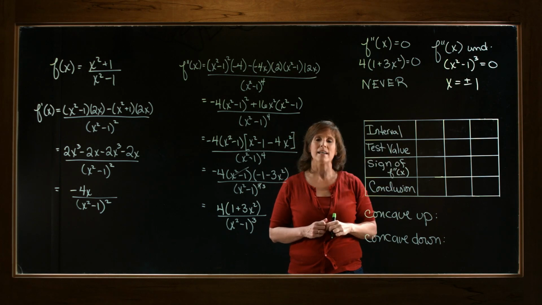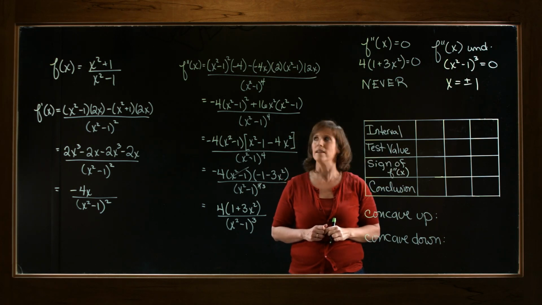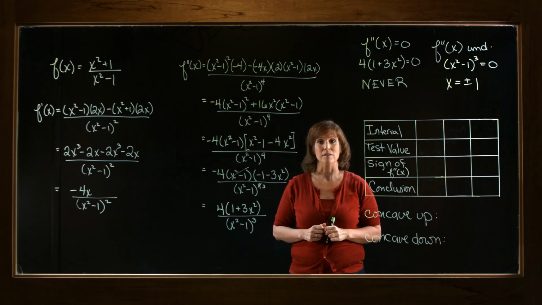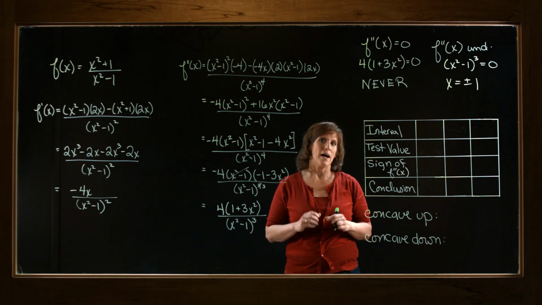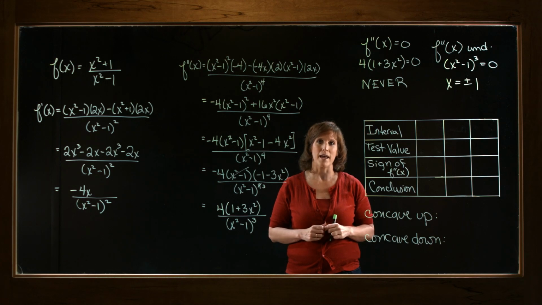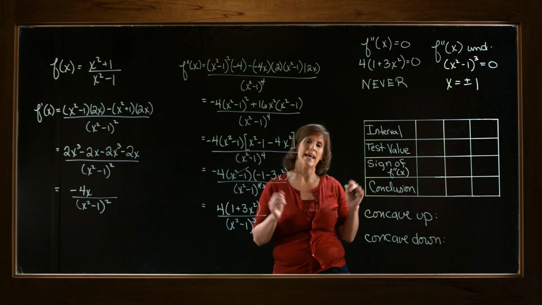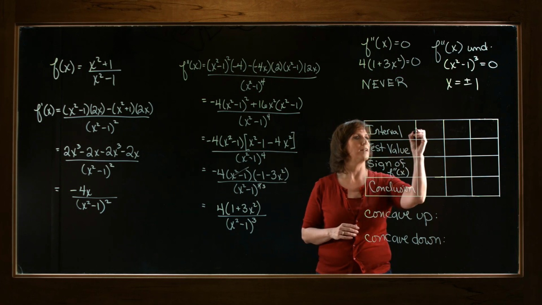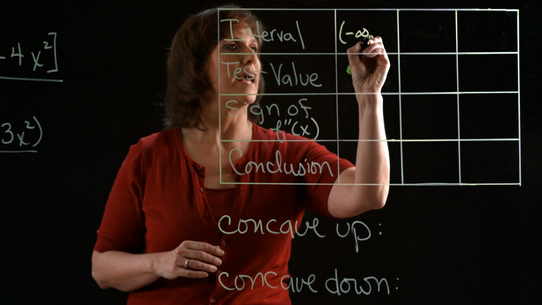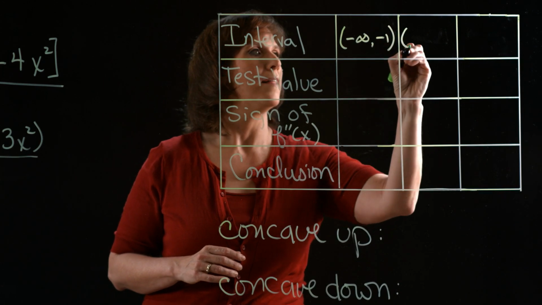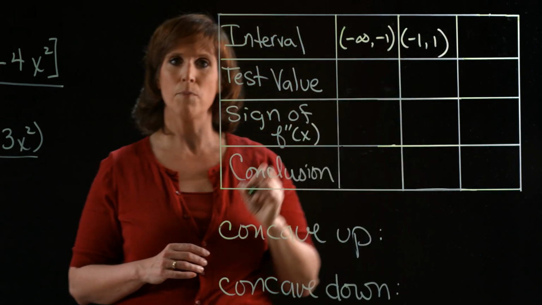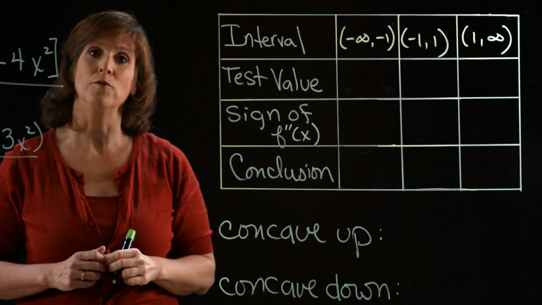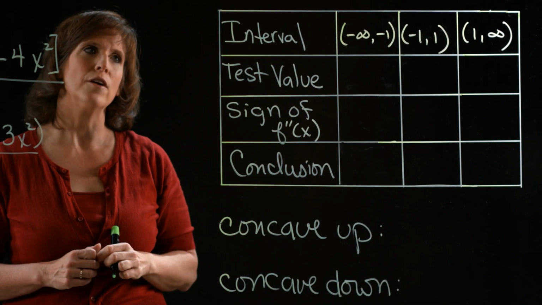Not only was that a spot where the second derivative was undefined, but it also is a spot of discontinuity on my original function. So it's definitely a couple of places where we want to split my interval. So let's go ahead and take the number line and divide it at -1 and at +1. So we'll have the first interval being -infinity to -1. Then we'll go from -1 to +1, and finally 1 to infinity.